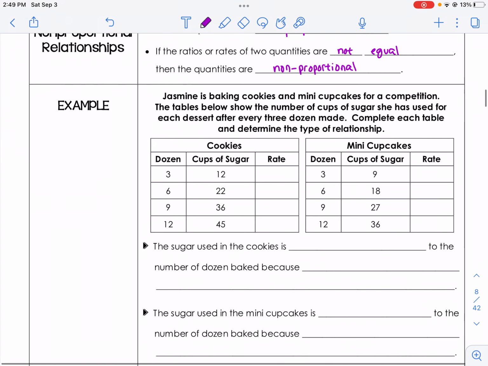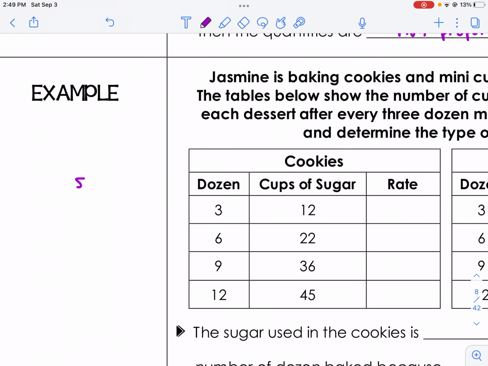So Jasmine is baking cookies and mini cupcakes for a competition. The table below shows the number of cups of sugar she has used for each dessert after every 3 dozen made. So complete the table and determine the type of relationship. So basically, did she get it right? Did she use the right amount of sugar? What we're going to do here is do sugar divided by dozen. Sugar is the bigger number here, so that kind of makes sense to be able to do amount of sugar per item, kind of like our unit rate.